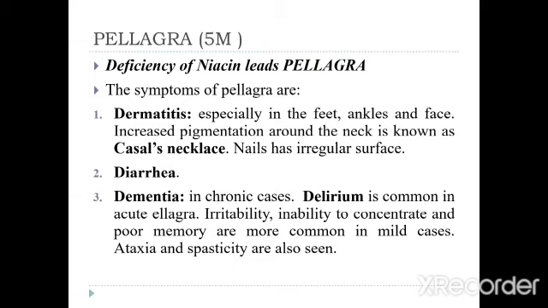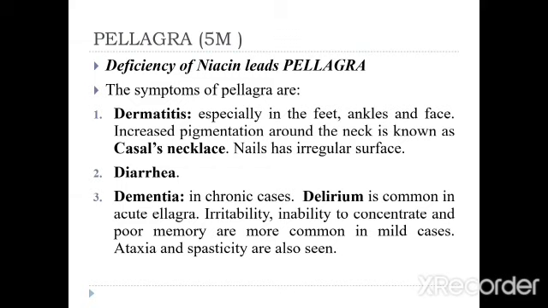Second question is pellagra, for 5 marks. The deficiency of niacin leads to a clinical condition called pellagra. The symptoms of pellagra include dermatitis, diarrhea and dementia. Dermatitis: in early stages bright red erythema occurs, especially in the feet, ankle and face. Increased pigmentation around the neck is known as Casal's necklace. And the dermatitis is precipitated by exposure to sunlight.